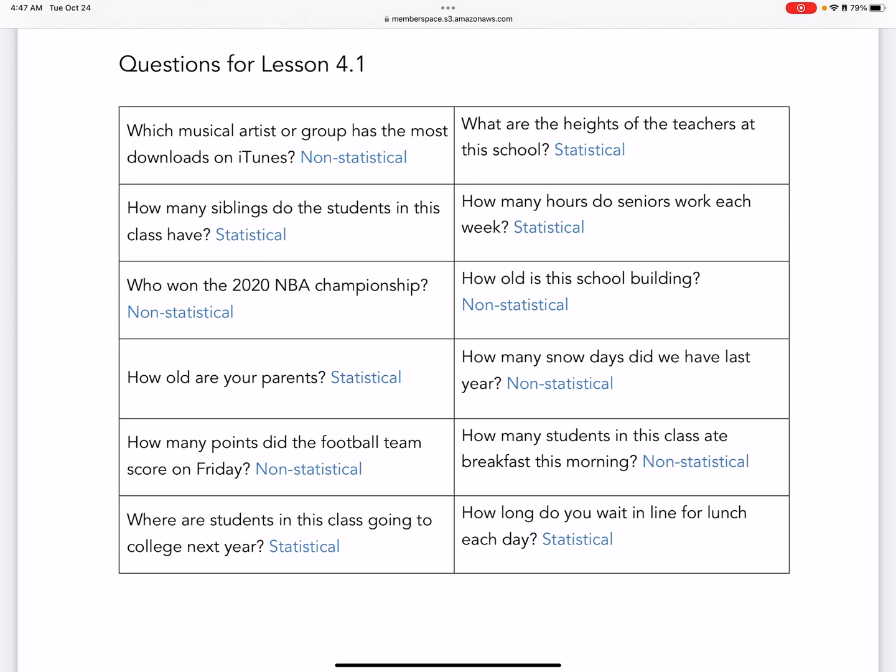Versus if I ask you, how many siblings do you have? And I ask every single person in the class, and Sally says 5, and Rohan says 4, and somebody else says 2, somebody else says 0. Anyway, everybody has their own answer, and so that would be a statistical question. So you can walk through all of these here, and you can see that each one of them, like who won the 2020 NBA championship, that's a specific answer, so it's not statistical.